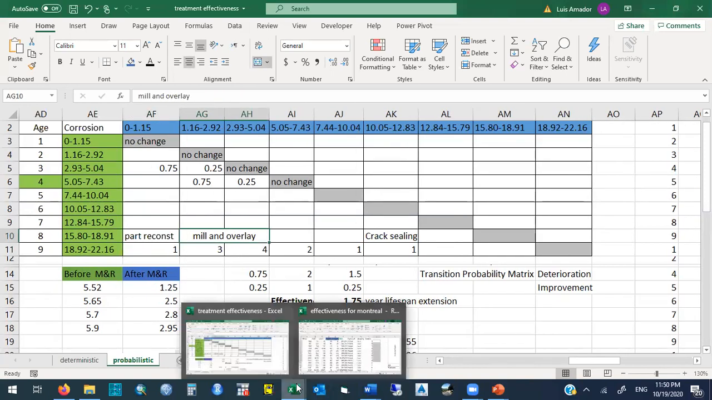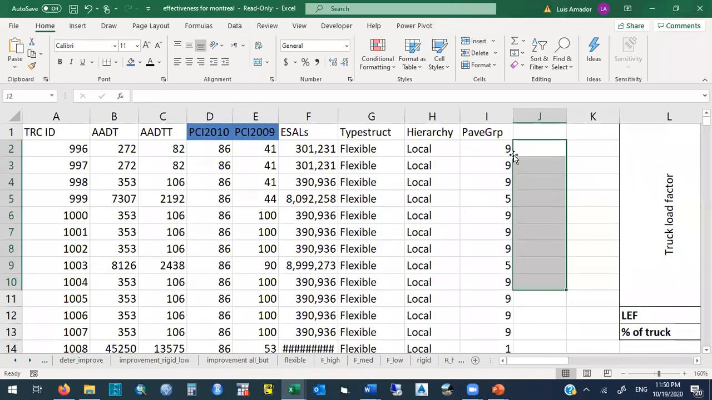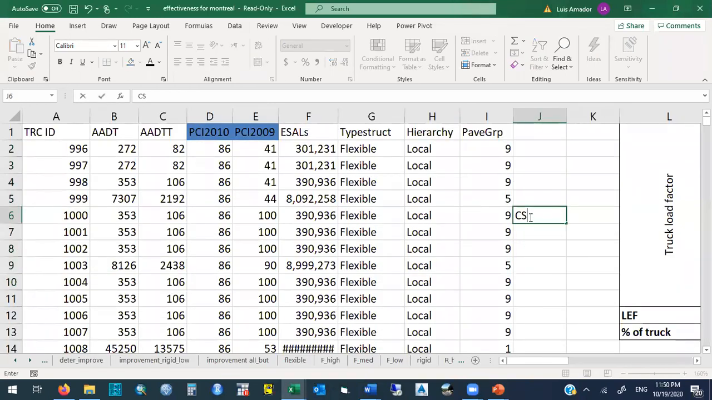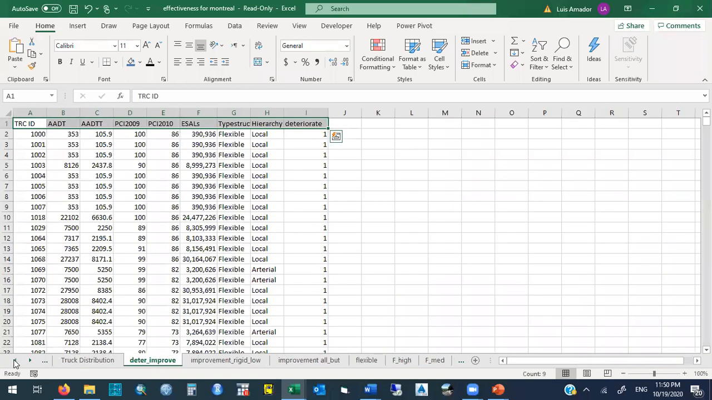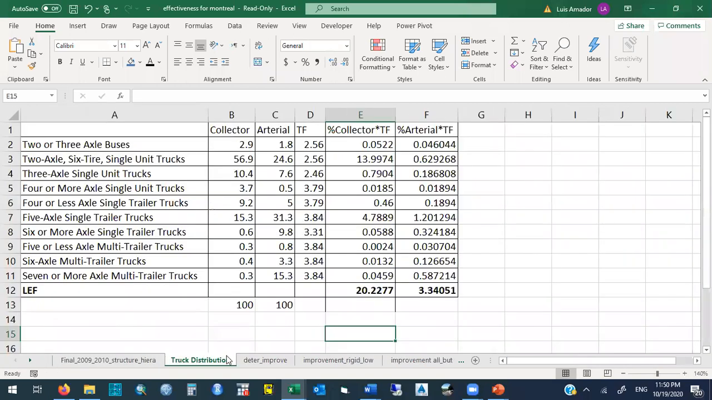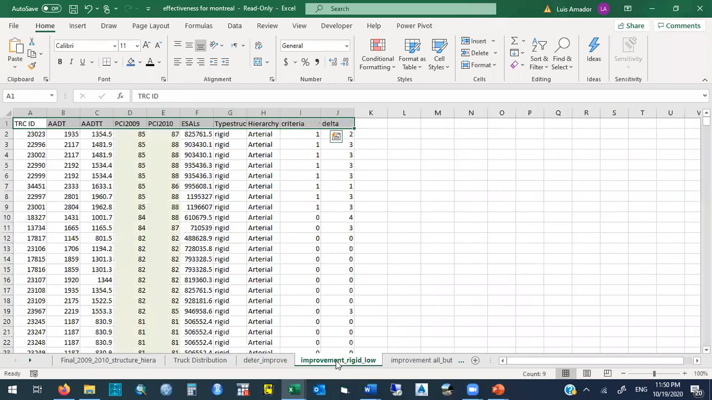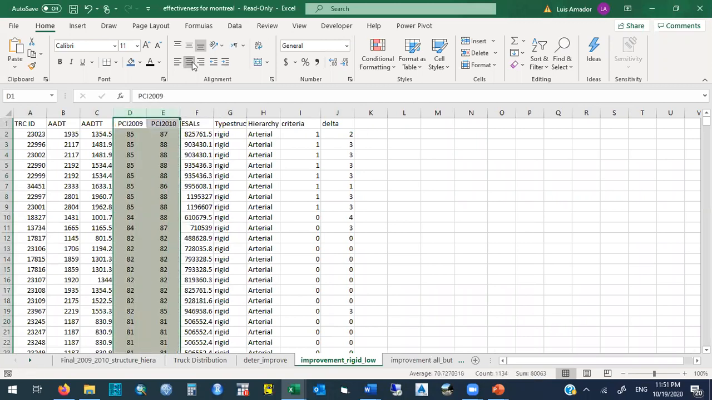Ideally, we would like to know what was done. So ideally, we would like to know this is crack sealing. This is deteriorating. Sorry, guys, let me just put the deterioration. Even if we have enough observations, we could predict what was really done in that situation. You don't know for sure, but you have a good idea.